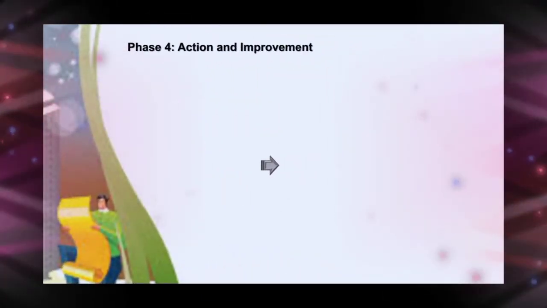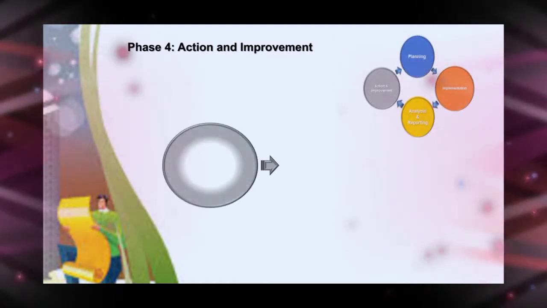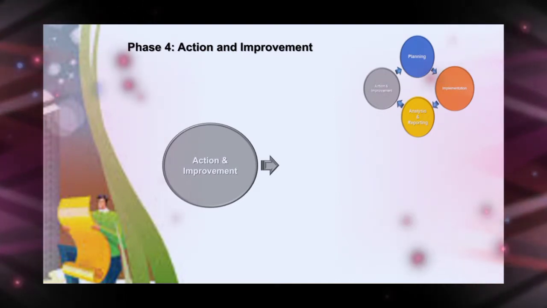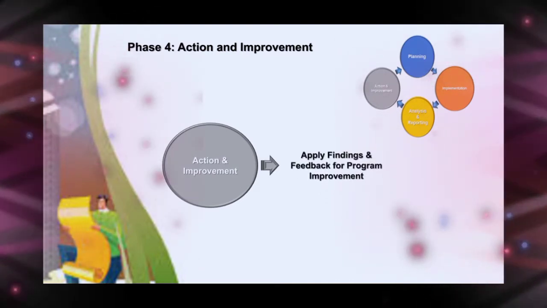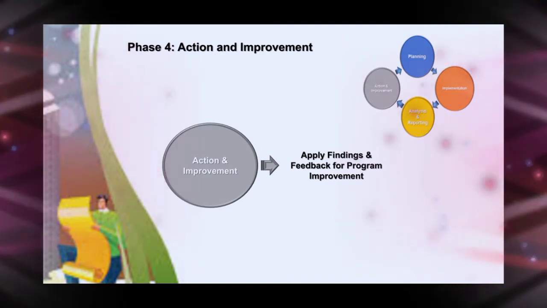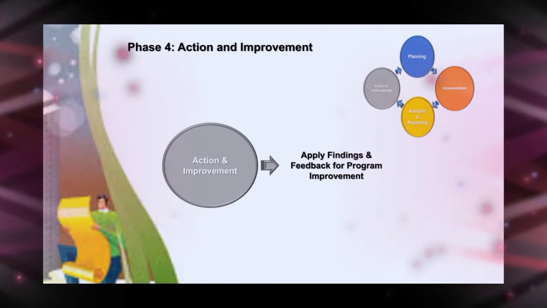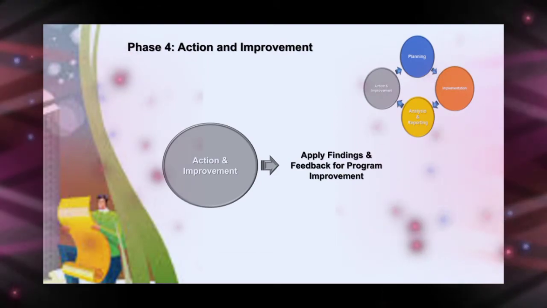The last phase is action and improvement. This is the last step of evaluation. Apply findings and feedback for program improvement. Evaluation findings can support these decisions and actions. First is program improvement or assessing fit. Second is building the evidence base. Third is scaling. And lastly, implementing change. So that's the evaluation procedures.